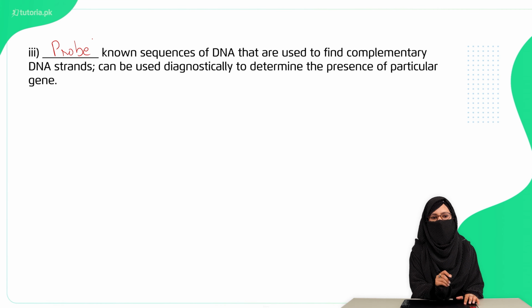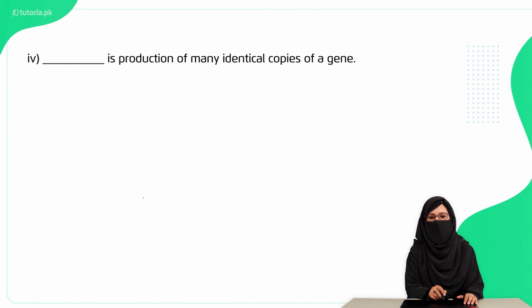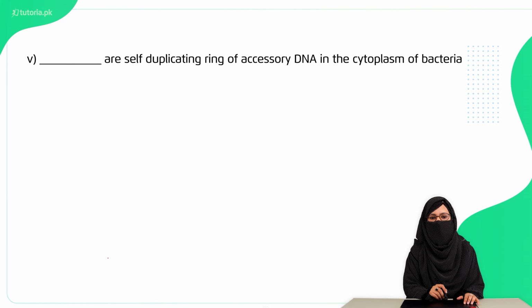Probe. Fourth, dash is the production of many identical copies of a gene. Cloning. Dash are the self-duplicating rings of accessory DNA in the cytoplasm of the bacteria. The answer is plasmid.